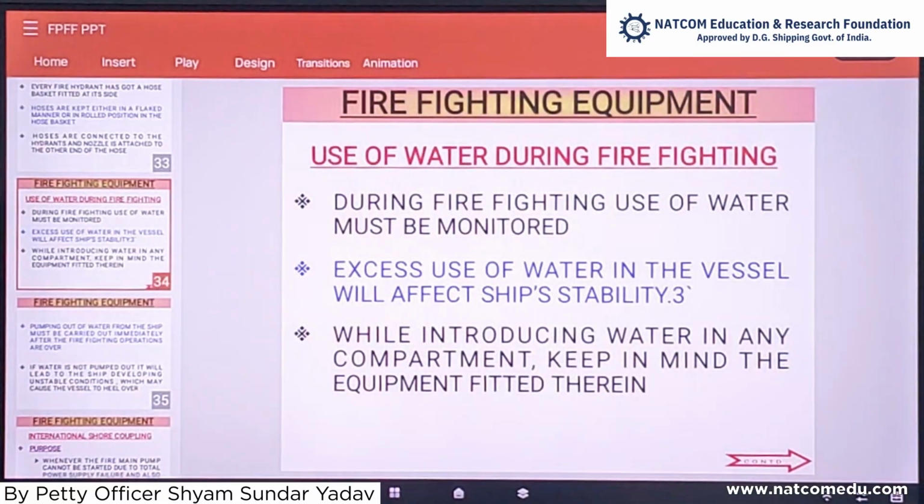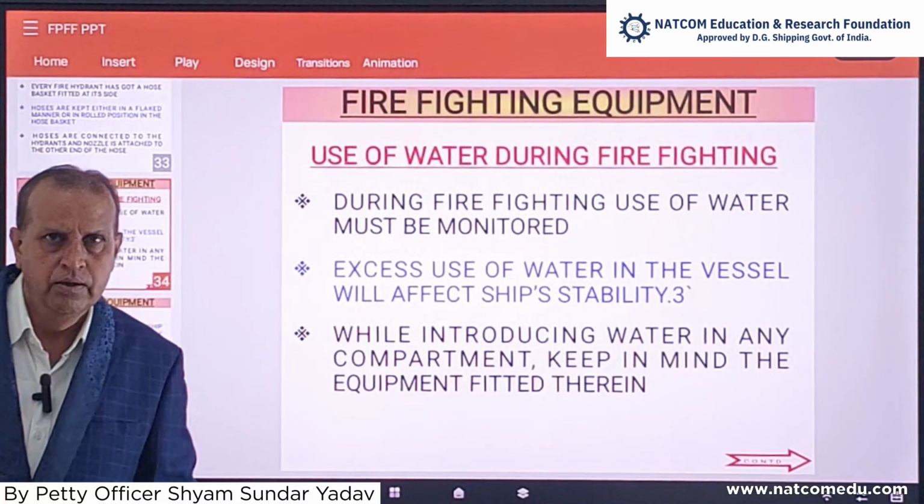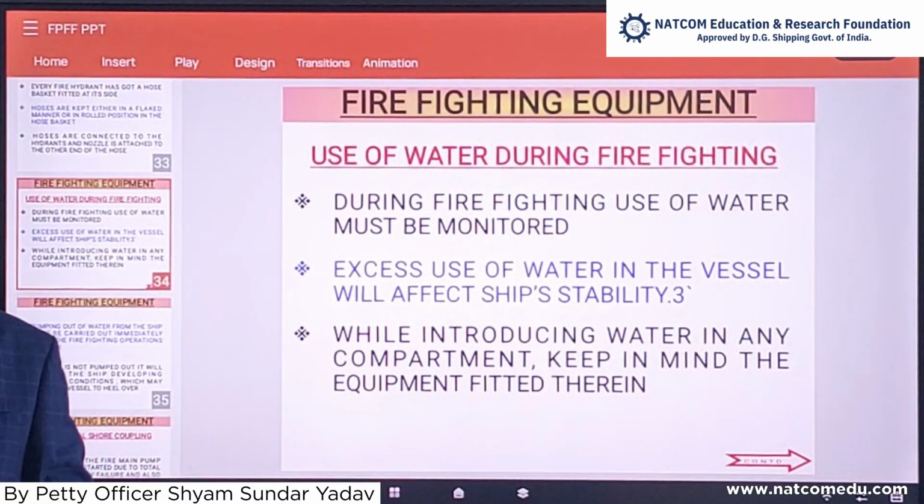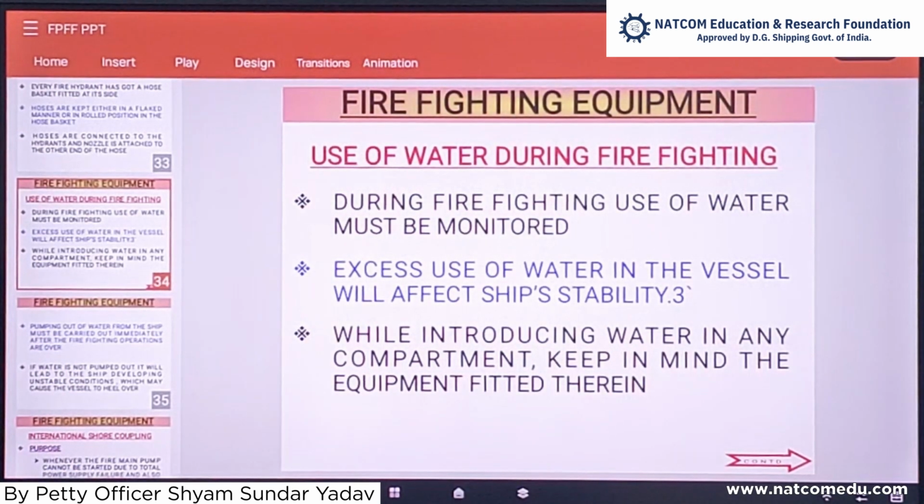The capacity of these pumps must be 100 ton, but it depends upon ship to ship. Now this is also most important, usage of water during firefighting. Capacity, as I told you, 100 ton. If you are using the fire pump for 1 hour in any compartment, your ship may be listed, because the design of the ship from the bottom is V shape. The excess use of water will affect ship stability.